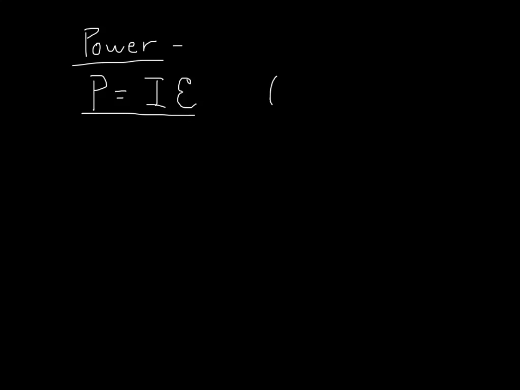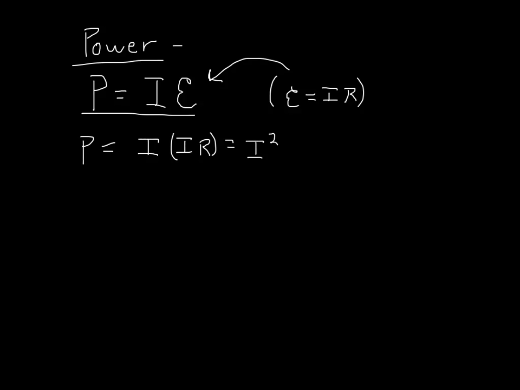because we also know that EMF, the voltage, is equal to the current times the resistance. So we can shuffle things around and plug this into our pi equation, so we also find that P, power, is equal to I times IR, which is I squared times R. And finally, we can also notice that P is equal to change in V squared divided by R.